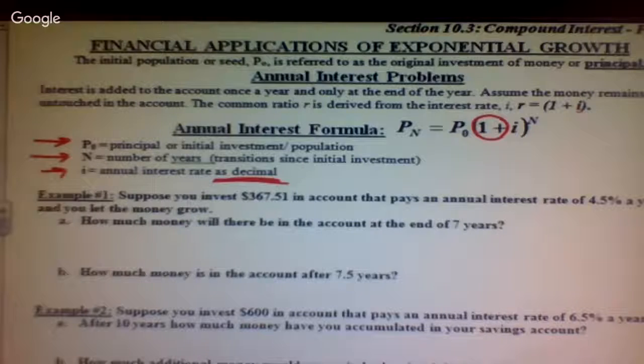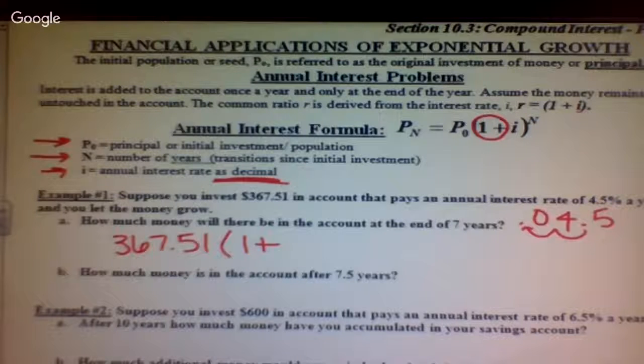Suppose you invest $367.51 in an account that pays an annual interest rate of 4.5% a year, and you let it grow. How much money will there be in the account at the end of 7 years? So the first number I need, how much money did I put in? $367.51. Okay. 1 plus, I need to add on my interest rate as a decimal. Good. So this is 4.5. Remember, as a decimal, we move it over 2 spaces, and when there's a little hump there, we add a 0. So your interest rate is 0.045, raised to the 7. We're doing this over 7 years. How much money do we have now at the end of 7 years?